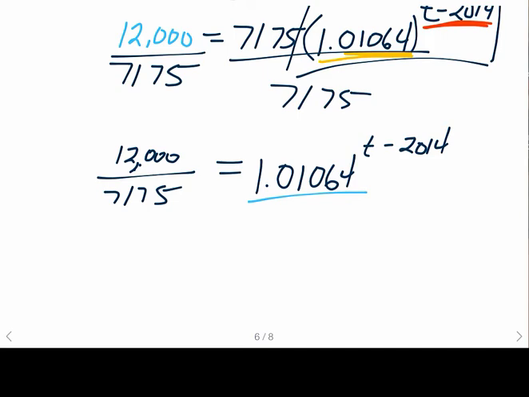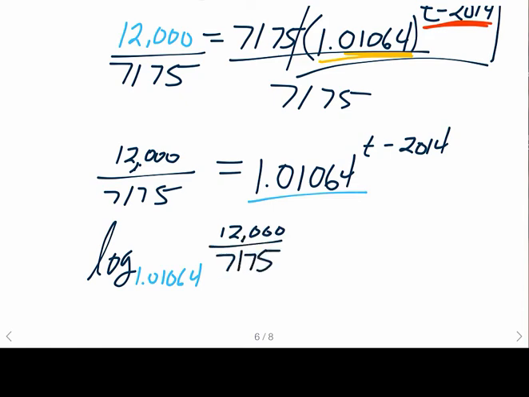1.01064. That's going to be lousy to write. Oh well, we're going to write it anyway. Log base 1.01064 of 12,000 divided by 7,175 is equal to, what is it equal to?